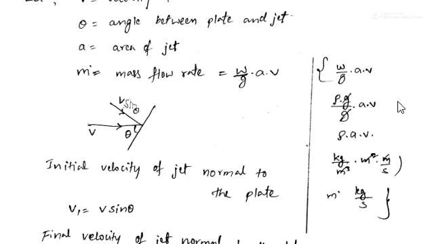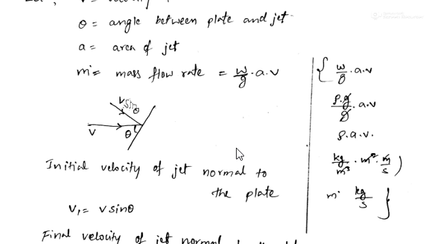You can write that density as mass by volume, and the units are kg per meter cube, area meter square, velocity meter per second. So this is meter cube and these two are meter cube. So you can cancel these. The remaining unit here is kg per second. So we know kg per second is the unit for mass flow rate m dot. So we can write m dot as w by g A into V.